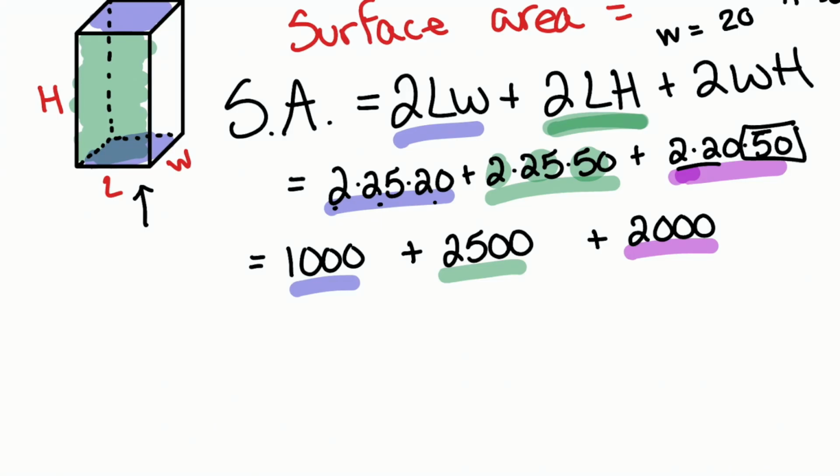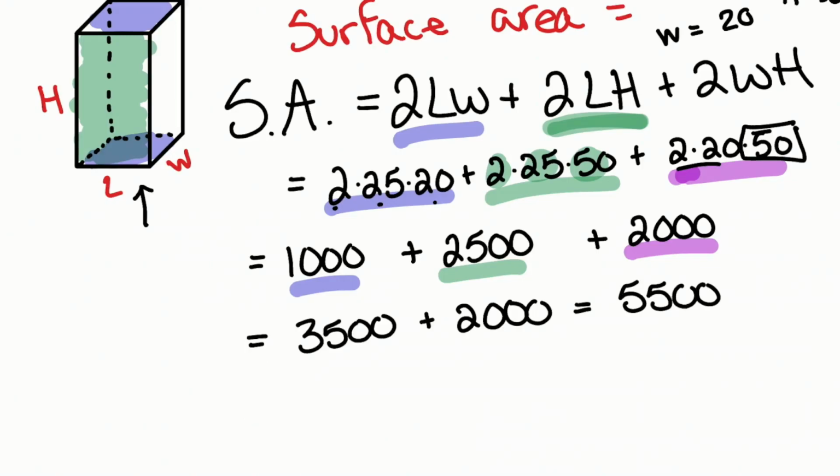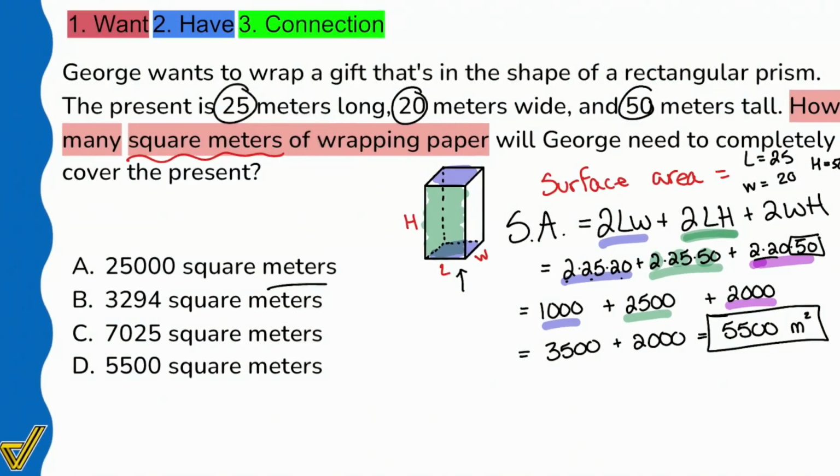So let's go ahead and add this together and get our final answer. 1,000 plus 2,500, that's 3,500. And we're still adding 2,000. So we add that all together and we get 5,500. And this is going to be square meters, because again, we're calculating areas. So there we are, my math party people. Our answer here is D, and we're all set.